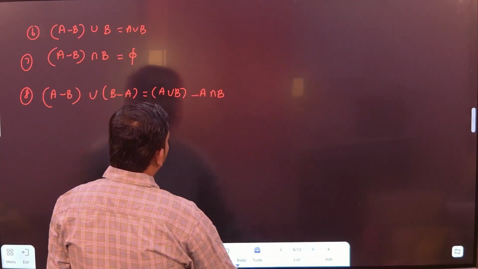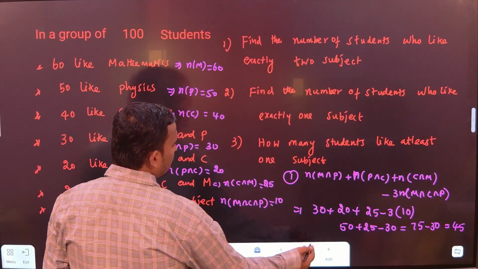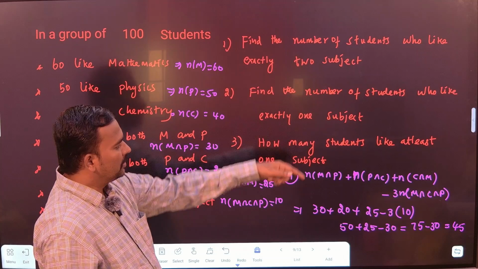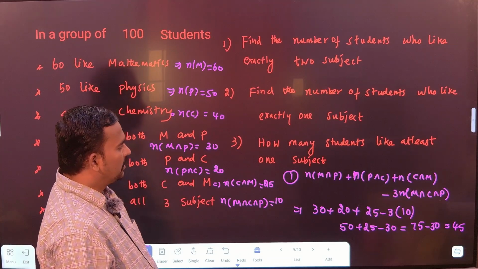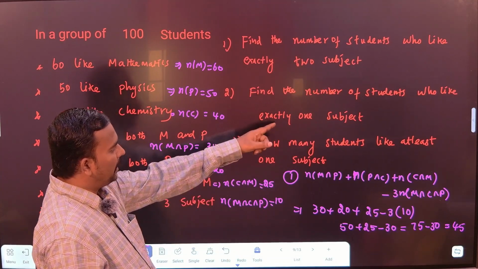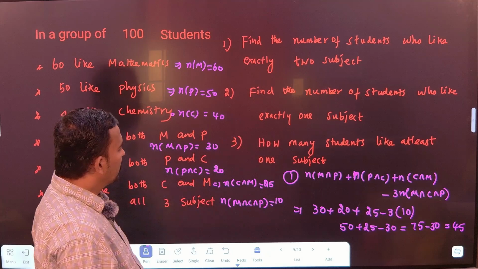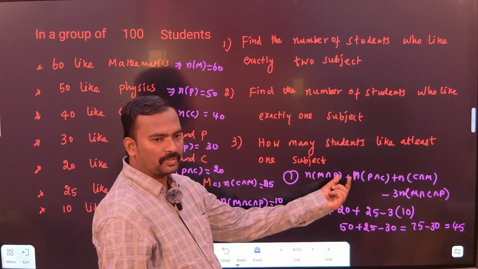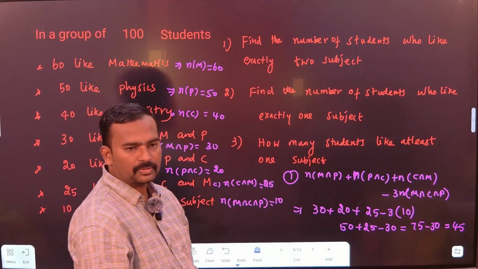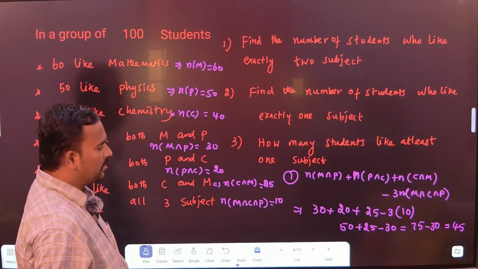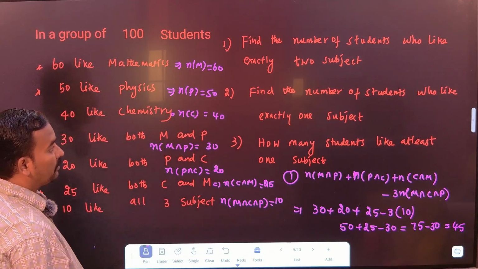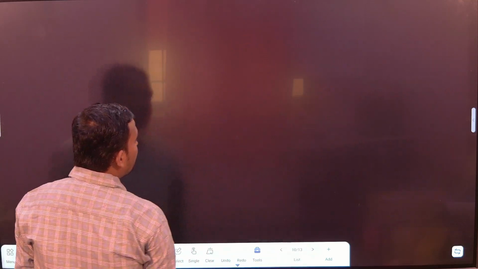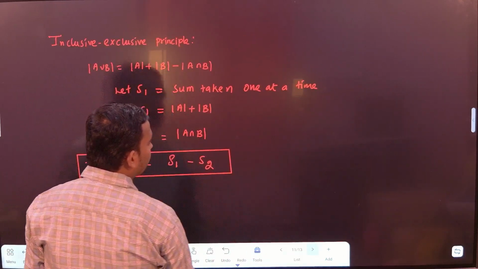Okay, fine. I hope you can do it, right? So you can do it yourself. You can use this formula. You can complete this one, right? So here n of P, n of M, n of C, and subtracting the 2 times each of the things and add 3 times, all common, right? That is exactly one of the subject. Okay, fine. So let me take another one.